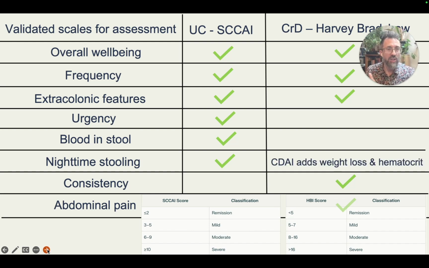And the Harvey-Bradshaw is good. There's another one called the Crohn's Disease Activity Index, which we like also, that also asks about weight loss and also asks about hematocrit. So we use Harvey-Bradshaw more often because when we order hematocrits or patients bring in their hematocrit, which is a blood test Dr. Sheila will talk about, we don't always have that data at the same time we have the answers to these questions.